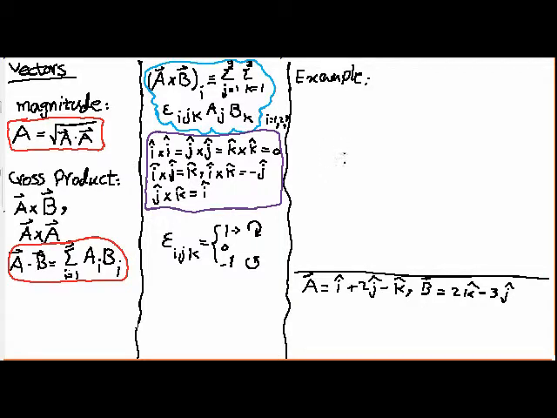Okay, now I'm going to calculate I hat cross I hat. So in that case, A is I hat and B is also I hat. If A equals I hat, this means A1 is 1 because it's the coefficient of I hat, and then the rest are 0. A2 equals A3 equals 0, and the same thing for B because B also is I hat.